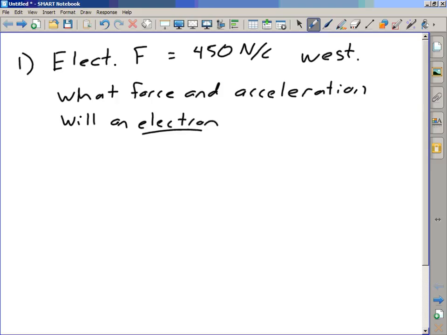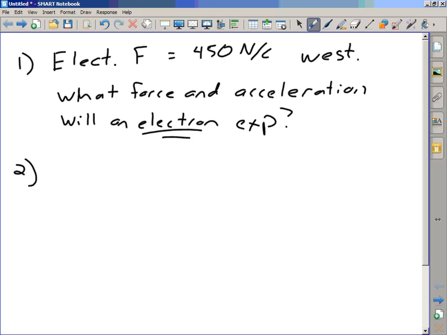Please remember the electron idea here. Since I said electron, which direction will this electron go? East. This electron will go east. Negative means going the opposite way of the electric field, right? What force and direction will the electron experience?